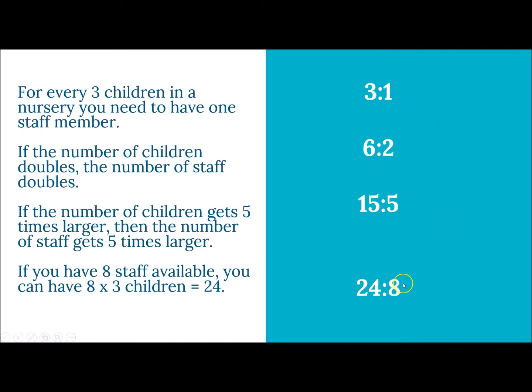If we look at it from the other angle, if you have 8 staff, we want to know how many children you could have in the nursery. 1 times 8 is 8, 3 times 8 is 24, so you could have 24 children.